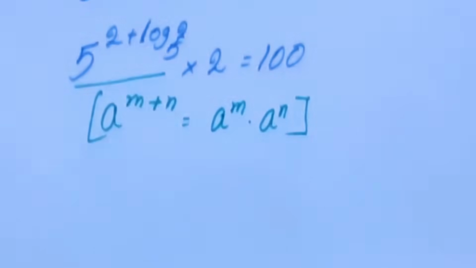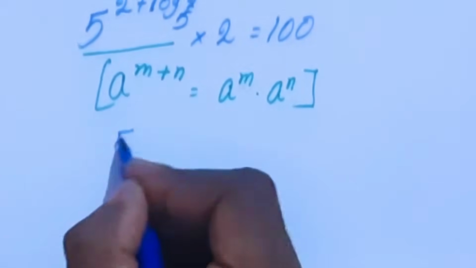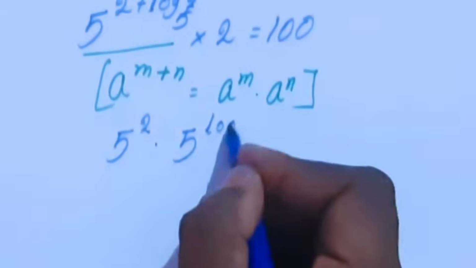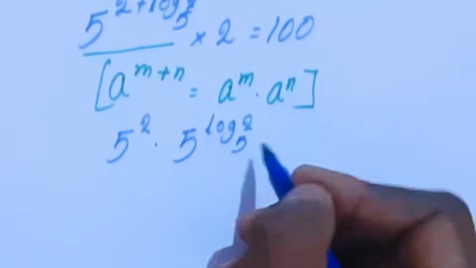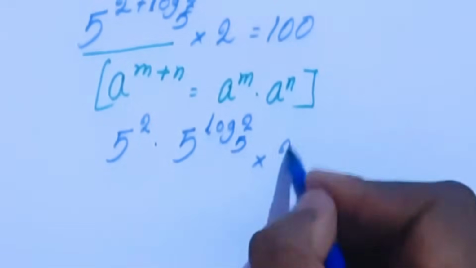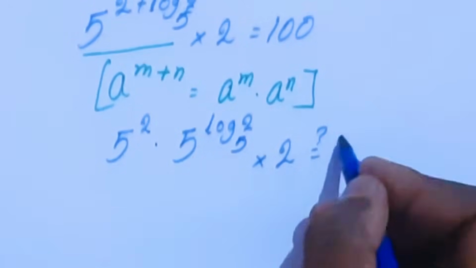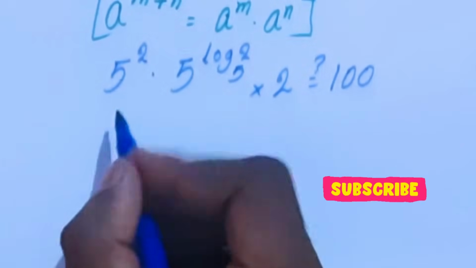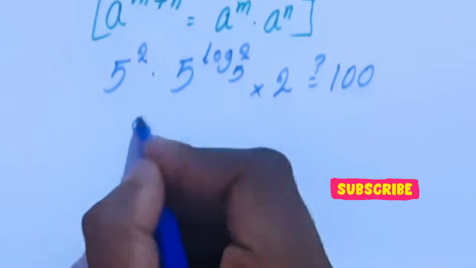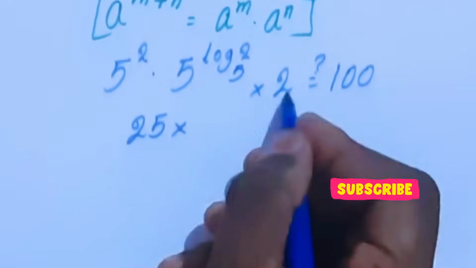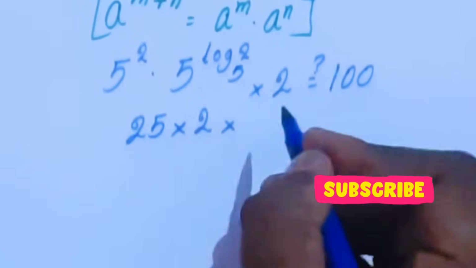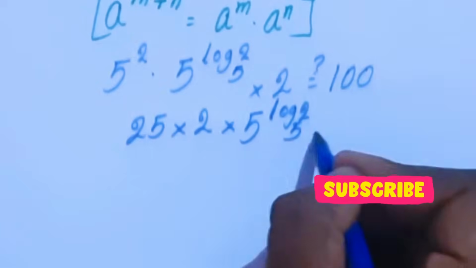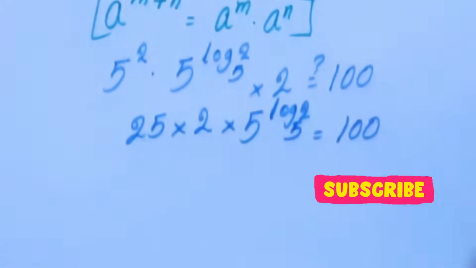So we'll get 5 to the power of 2 times 5 to the power of log 2 base 5 times this 2 equal to 100. Now 5 to the power of 2 is 25 times of this 2 times of 5 to the power of log 2 base 5 equal to 100.